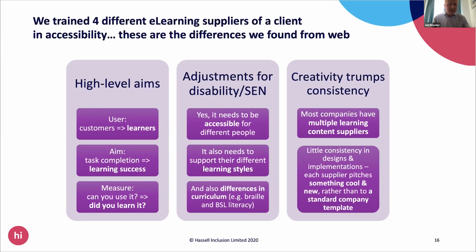And in terms of accessibility, there are some challenges there, not least around the requirement for adjustments. So we obviously need to be aware of people with disabilities and their needs for accessible products. But in terms of e-learning, we also need to support different learning styles. And that is often something that has some real challenges that we'll touch on a little bit later in the session. And also the difference in curriculum. Different people, different needs need to be taught in slightly different ways. You need to consider those needs about how you provide the information.